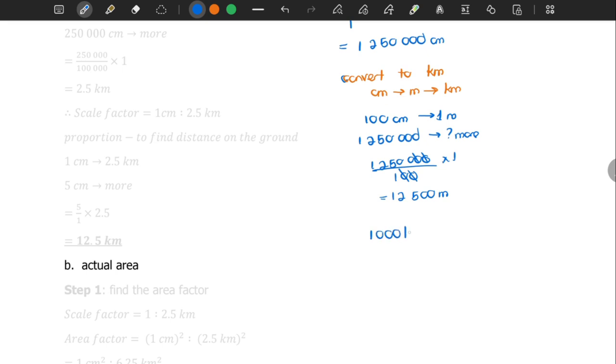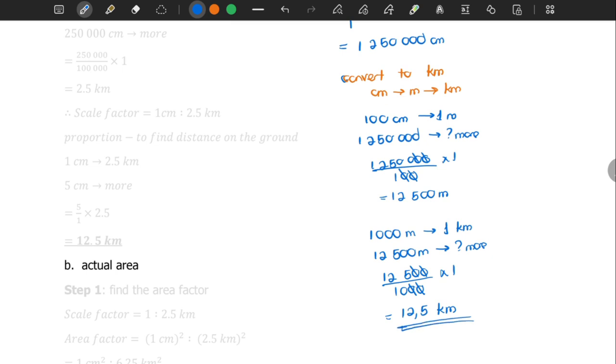1,000 meters go to 1 kilometer. What about when you have 12,500 meters? You're going to expect more kilometers. So that's going to be 12,500 divided by 1,000 times 1. And that should give you 12.5 kilometers is the final answer.